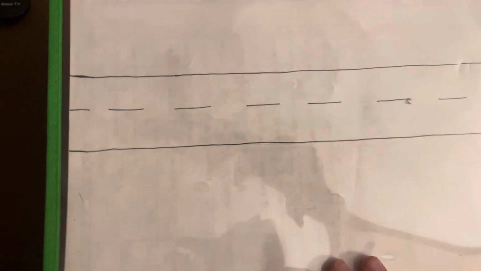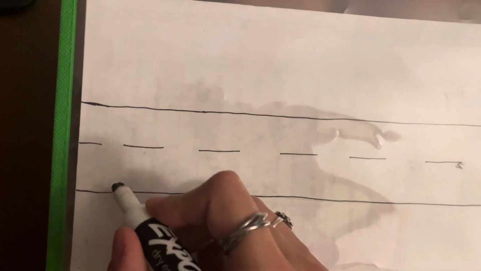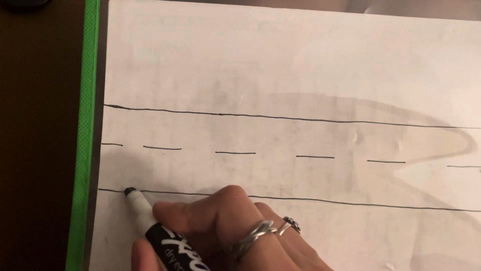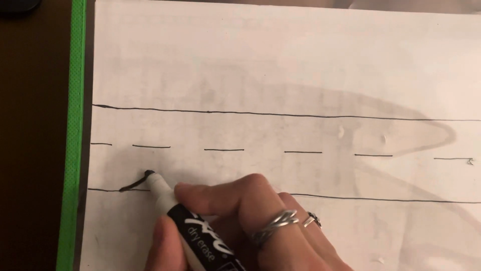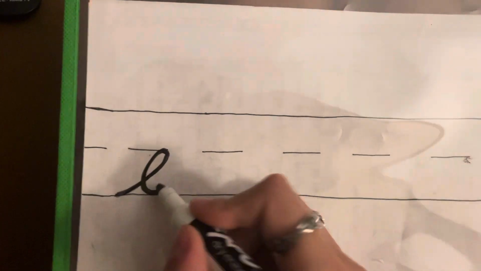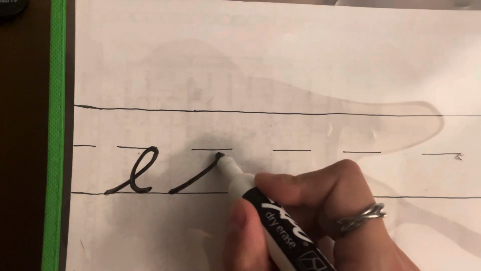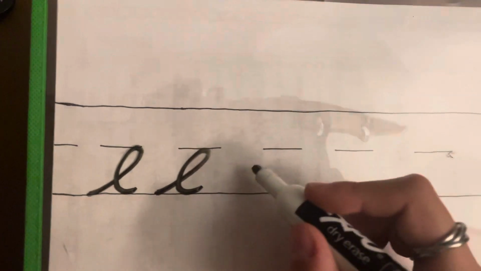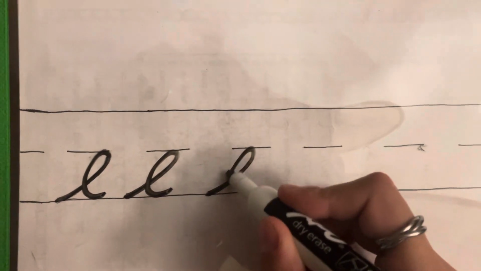Let's take a look at some of our looping letters. So let's start with our E, our lowercase e. You're going to start on the bottom line. You're going to loop, you're going to slant up to the dotted line and just make a little loop. Slant to the dotted line, little loop. Slant to the dotted line, little loop.